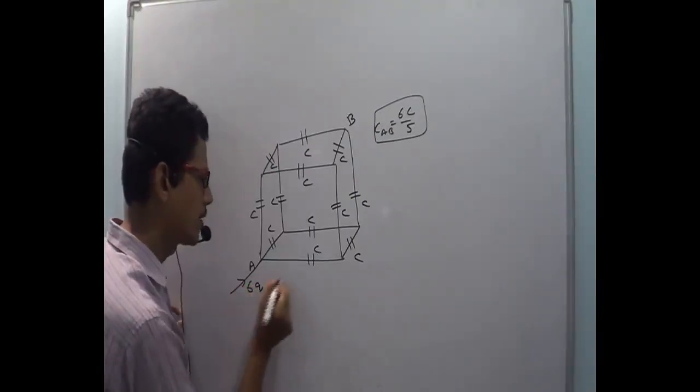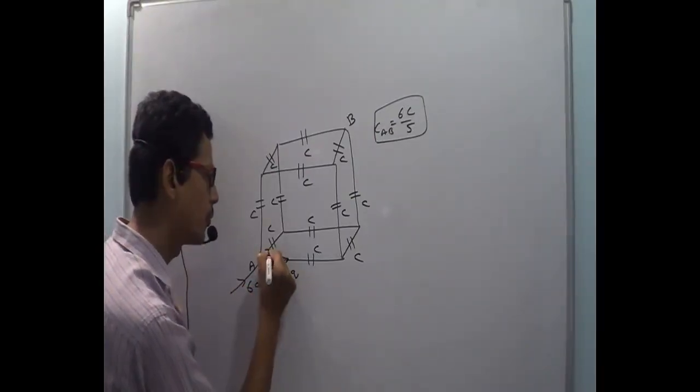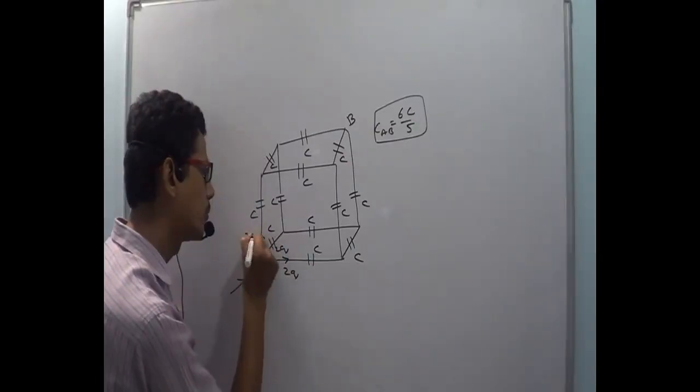So 6Q is the charge. 6Q gets split into 2Q, 2Q and 2Q.